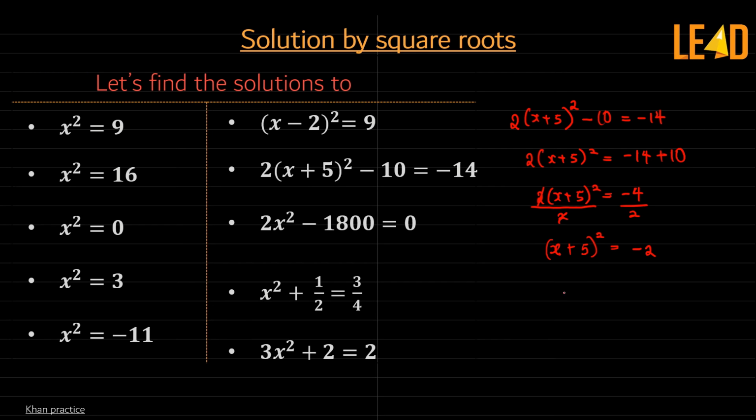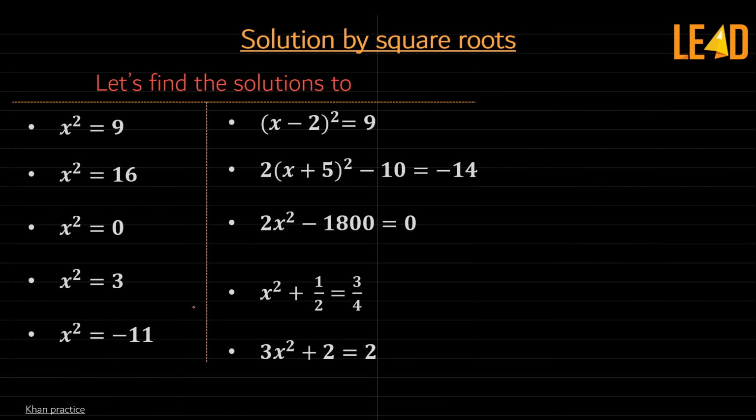Take the square root of both sides, we would have x plus 5 is equal to the square root of negative 2. Okay, so we're here. So again, square root of a negative number. We've arrived here. This means no solution. So from this front, there's no solution to that.